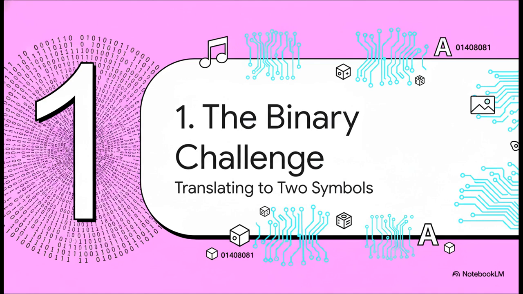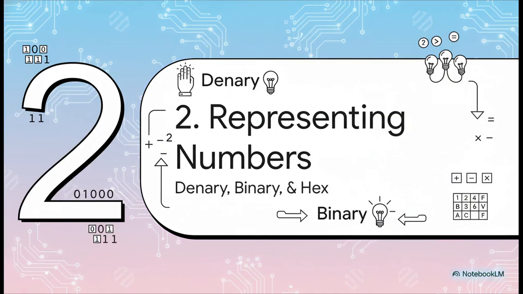Every single piece of data, I don't care how complex it is, it has to be broken down and represented using just two symbols, a 1 and a 0. That's it. So let's start with the most direct translation: numbers. We think in what's called denary, or base 10, with digits 0 to 9. But computers, they think in binary, which is base 2. Let's take a look at how that conversion actually happens.